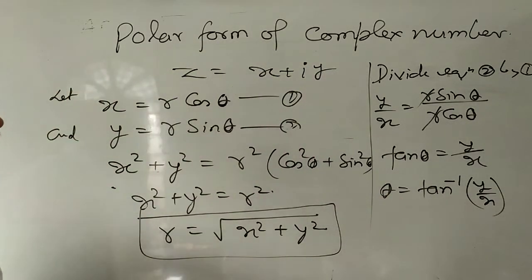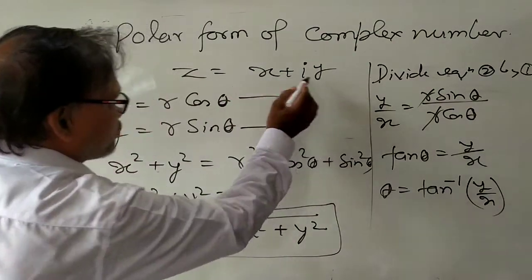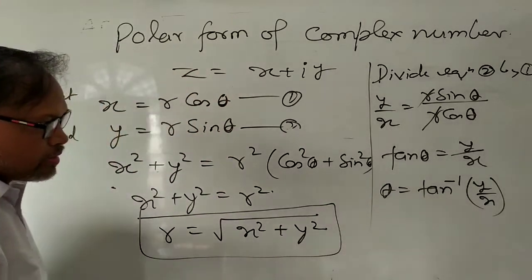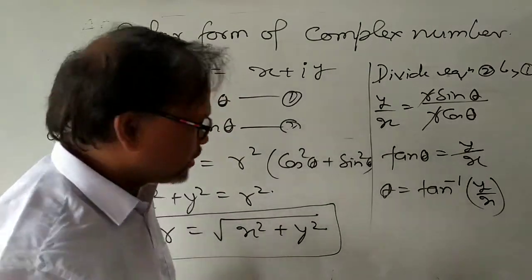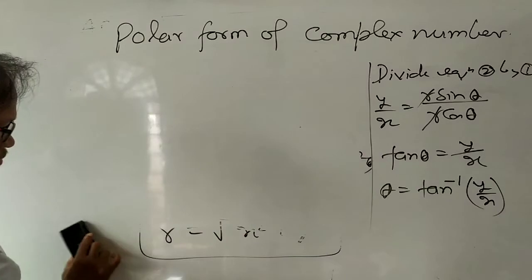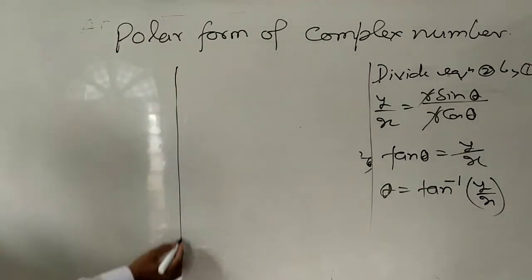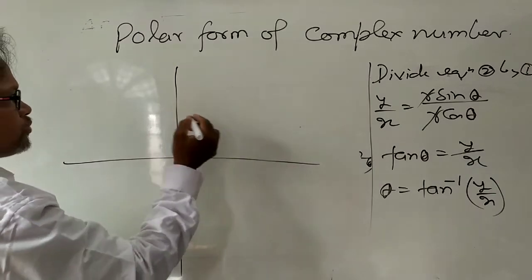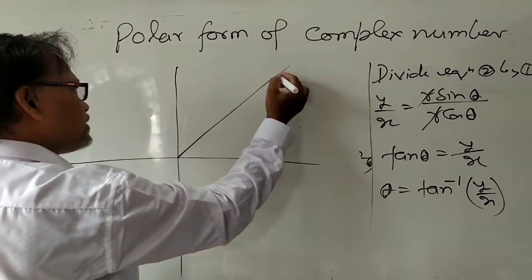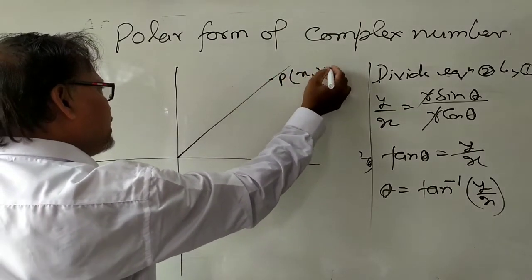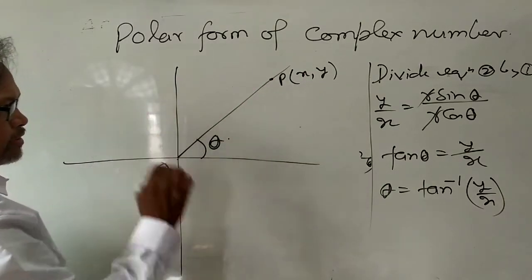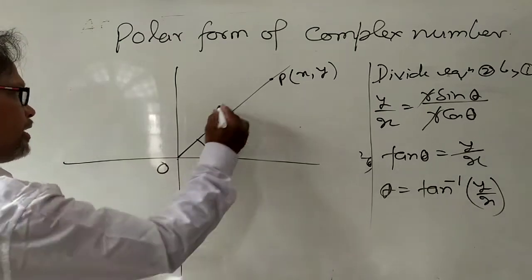This is the angle between the 2 points, the angle in the complex number, that is tan inverse y by x, where we will represent it on the Argand plane. This point P means x plus iy, so x comma y is the point P. If we join this point P with the origin, then this angle is theta, and this is the r.